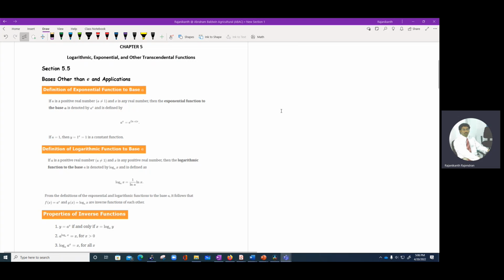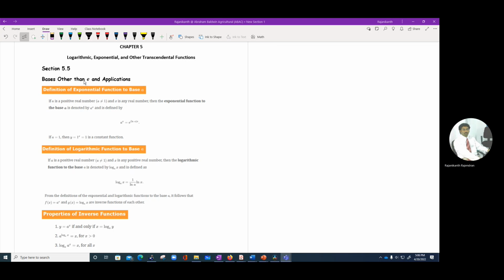Okay, let's get started. Chapter 5.5. In this section, we are going to study finding derivatives and integrations for exponential functions other than the base e.